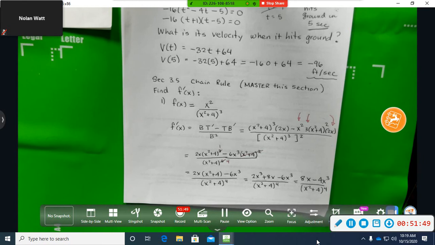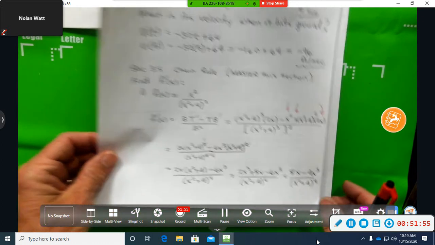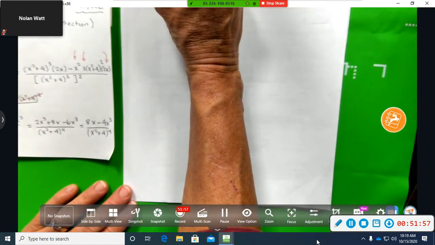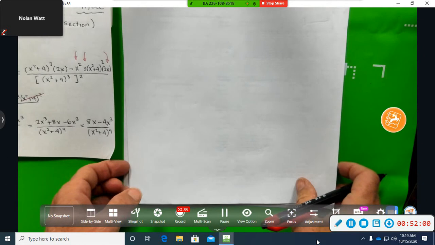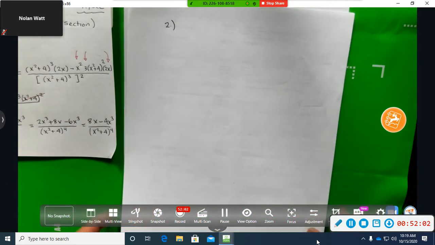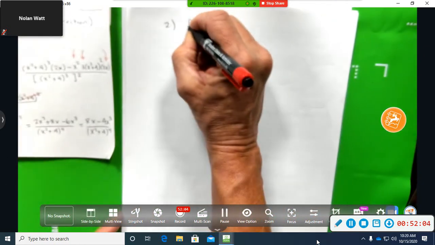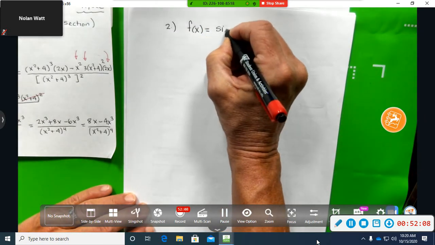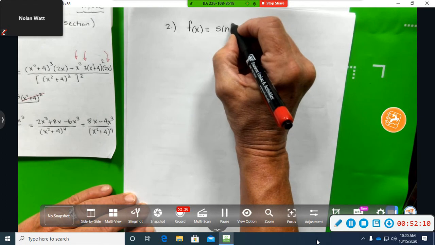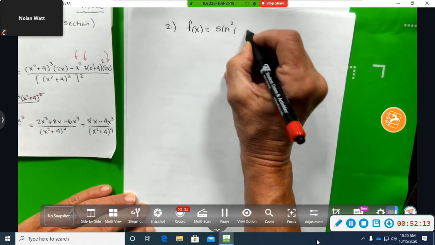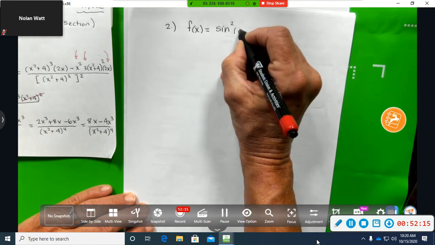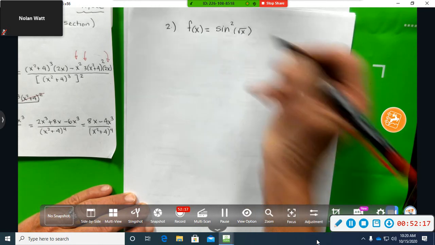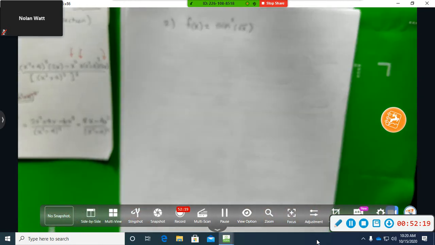Okay, let's do another one here. Find f prime of x for number 2. f of x is equal to the sine squared of the square root of x. Find the derivative of that.